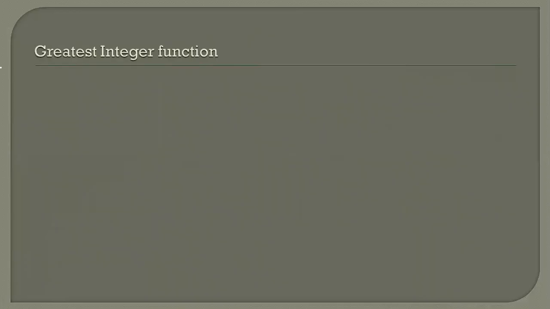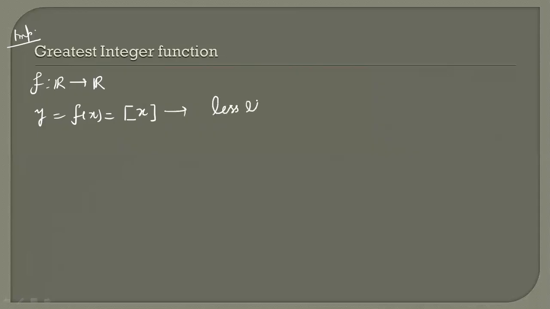It is a very important function, the greatest integer function. If you take any function from real to real, and I'm defining here y equal to f(x) equal to greatest integer x, the notation looks like this, greatest integer x, which is less than or equal to x. It will always take an integer value.